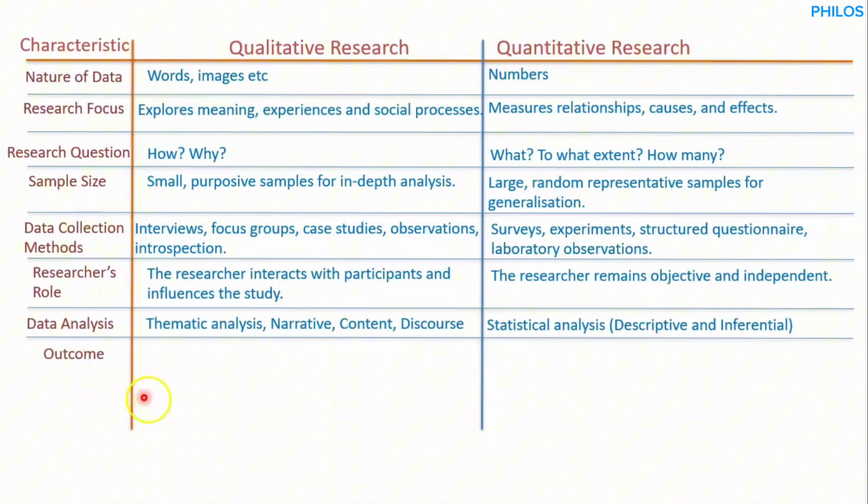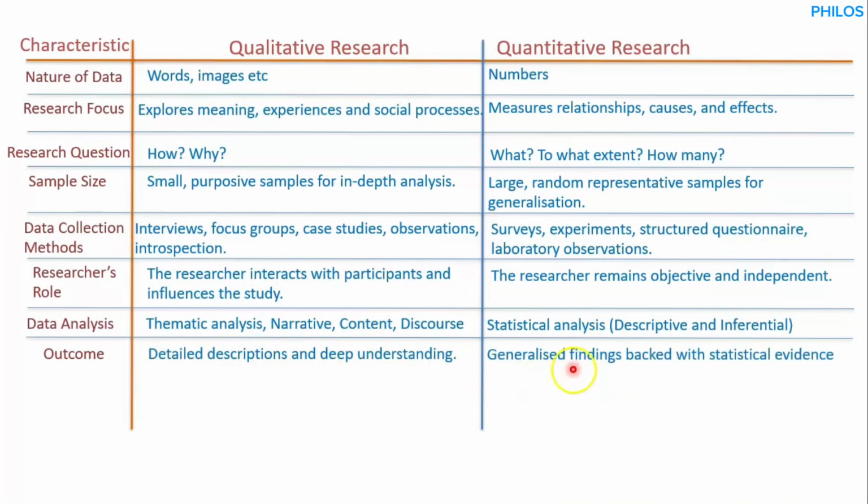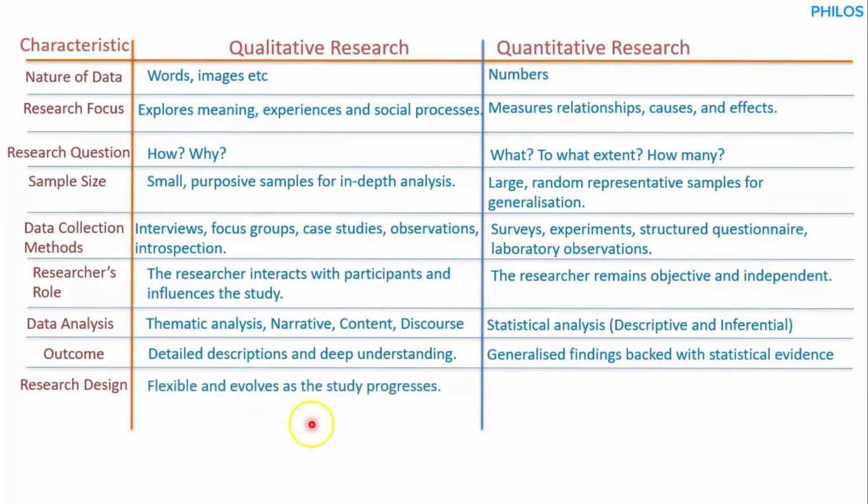Then based on the outcome, for qualitative research, we are going to get a detailed description and deep understanding. And for quantitative research, we are going to get generalized findings. And the findings will be backed with statistical evidence. Then based on the research design, for qualitative research, the design is flexible and it evolves as the study progresses. But in quantitative research, it is a structured design and it is decided before data collection. So before you start collecting the data, you have to decide on the research design. And we'll be looking at research design, okay?